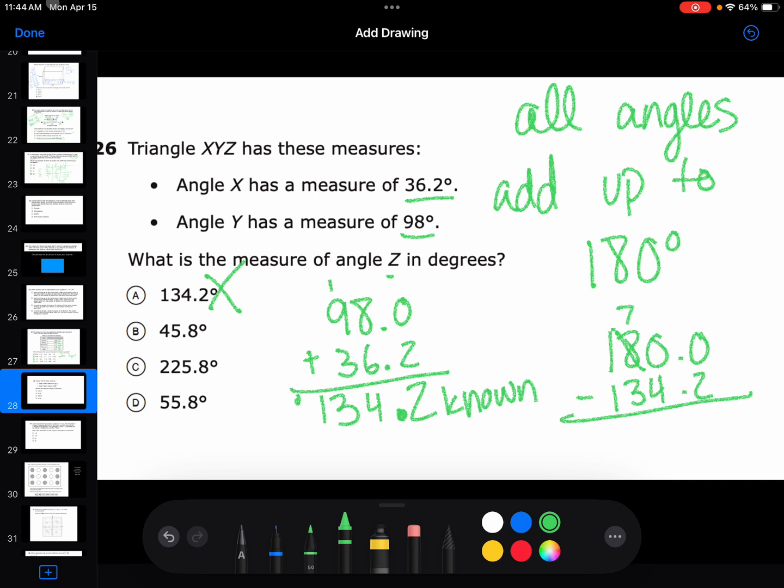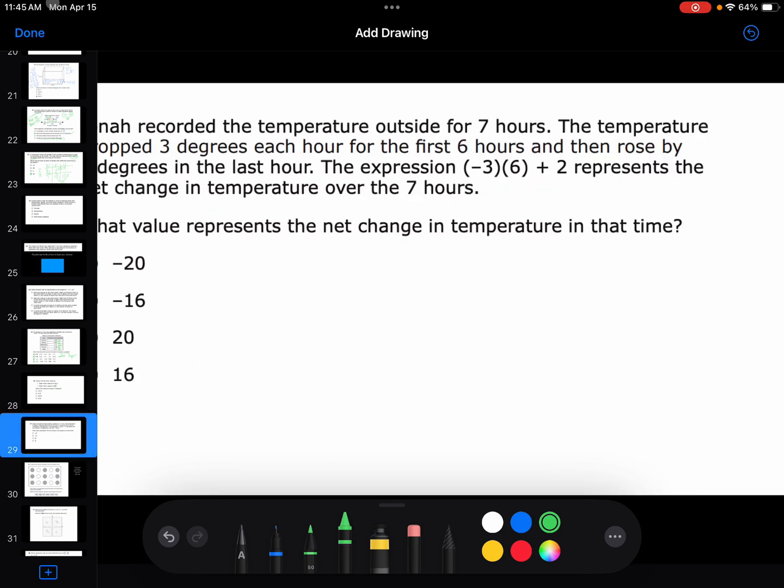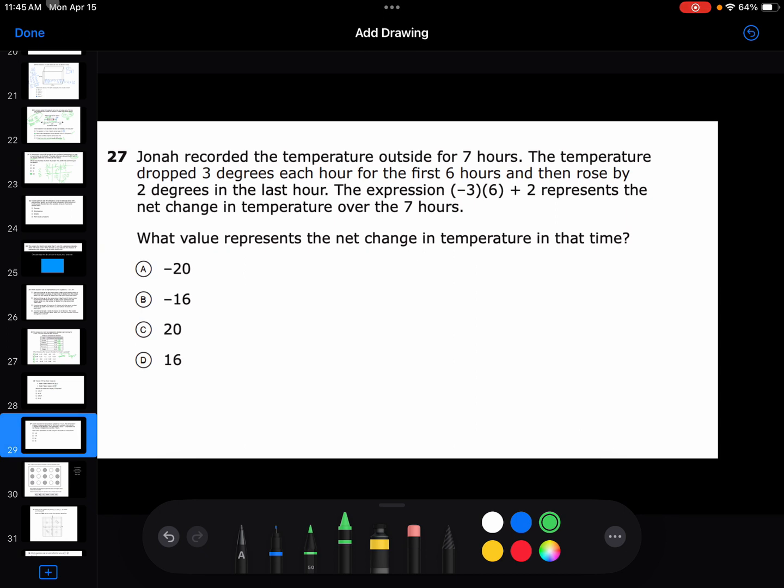So I do 0 take away 2, and I've got to borrow. So I end up with 8. 9 minus 4 is 5. 7 minus 3 is 4. 1 minus 1 is 0. So do we have an answer choice that says 45 8/10? Yes, we do. It is B. All right, last one that we're going to do is number 27.